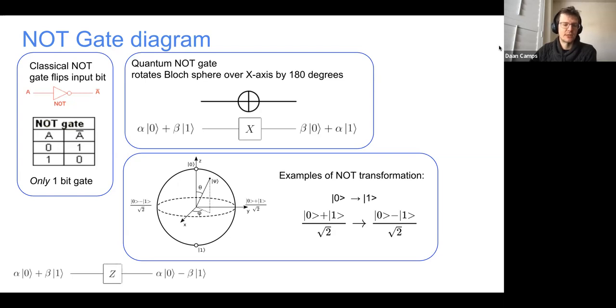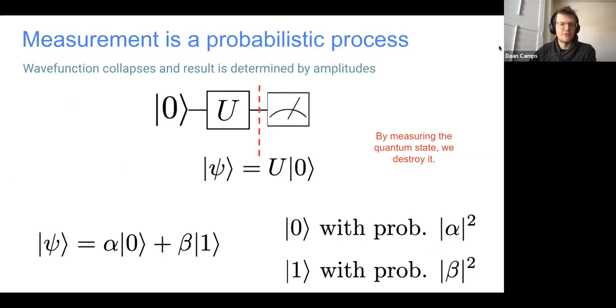So we, for example, can also apply a rotation along the z-axis of 180 degrees, which is a Z gate, and it flips the sign of one of the amplitudes, the beta amplitude, or something called a Hadamard gate, which creates a superposition if you start from a computational basis state. So these are a few examples of single qubit gates.